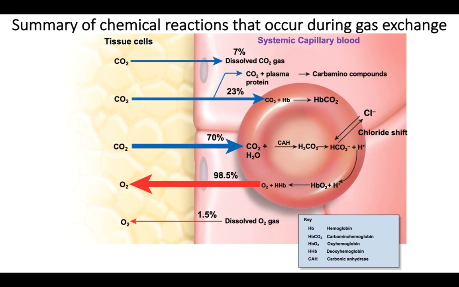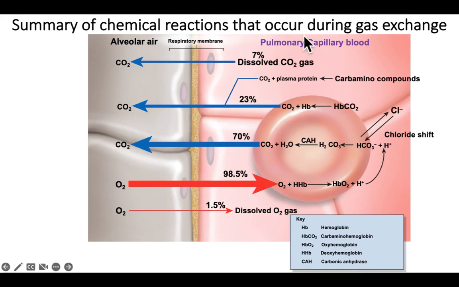Okay, so now where do we go? Well, if we're in systemic capillaries, we're going to go to systemic venules, veins. Then we're going to go vena cava, right side of the heart, right atrium, right ventricle. Then we're going to go pulmonary trunk, pulmonary arteries, pulmonary arterioles. And then where do we go? We're in the pulmonary capillary. All right, so there we are.